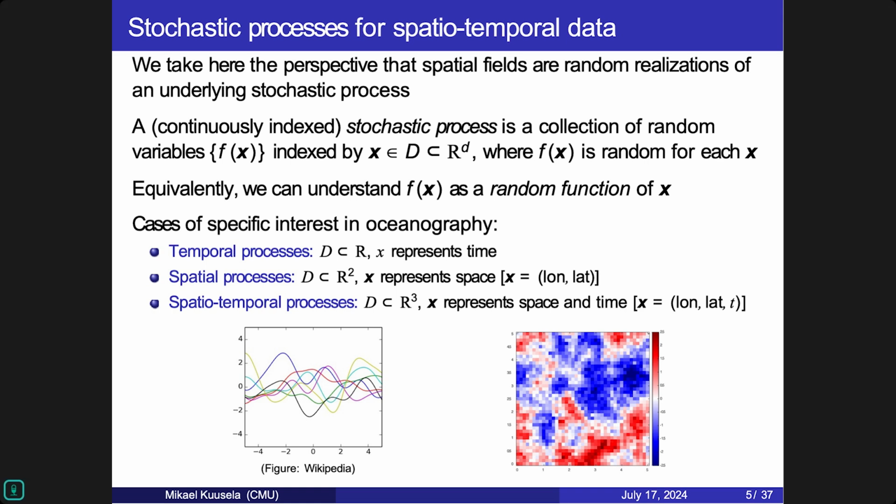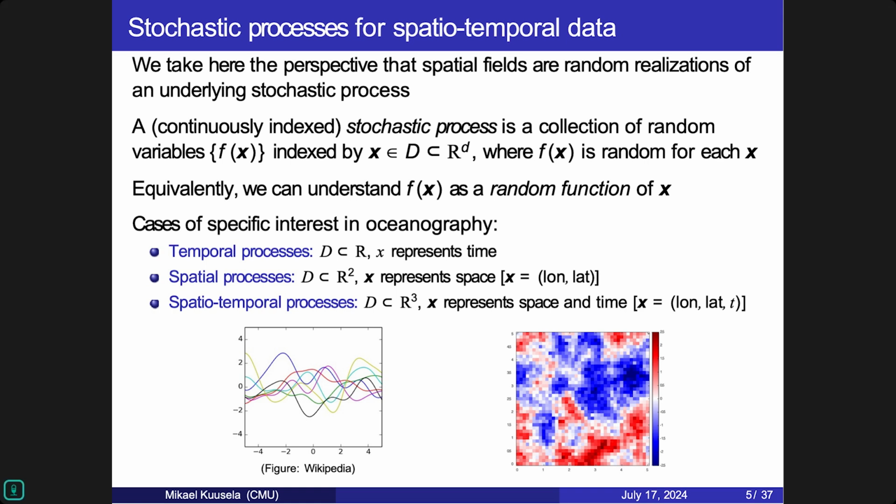Then we are talking about temporal processes. On the other hand, if this domain is in a 2D space, then we often think of that as being a process over space. And in this case, x represents the latitude and longitude coordinates. And then the next higher dimensional version of this is you add time. And now you have a spatio-temporal process. So the input is over a 3D space.